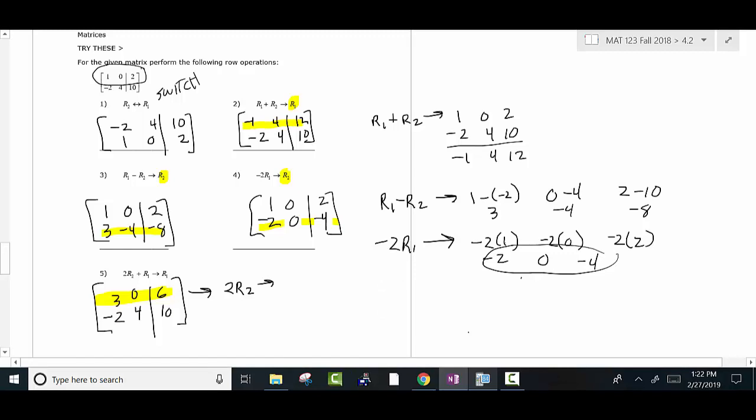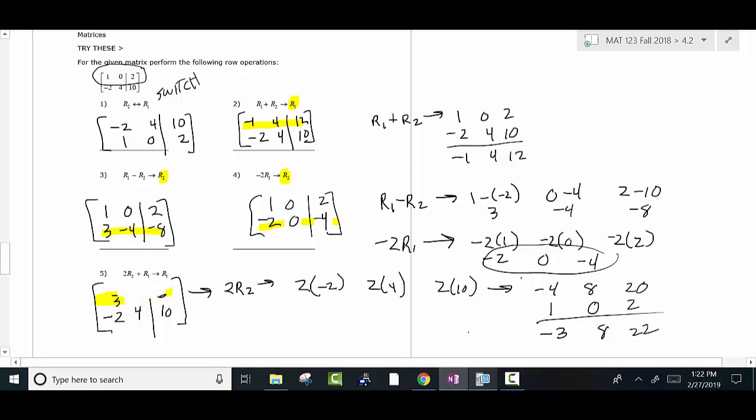Okay, so let's see. Let me do this carefully. So 2 times row 2 would be, there I go again, I'm already screwing up. Okay, so row 2 is -2, 4, and 10. I'm going to do 2 times row 2, so that's going to be -4, 8, and 20. And then I just add row 1 to it. Row 1 was 1, 0, 2. So that should be -3, 8, 22. Okay, that's what that should be.